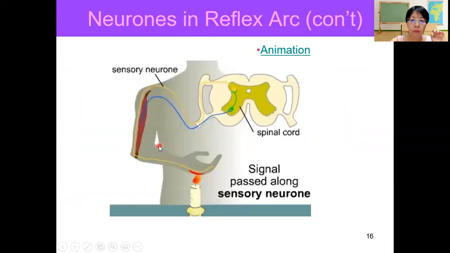This diagram shows another possible reflex, where you accidentally put your hand on top of the fire and then suddenly remove your hand because of the reflex arc.